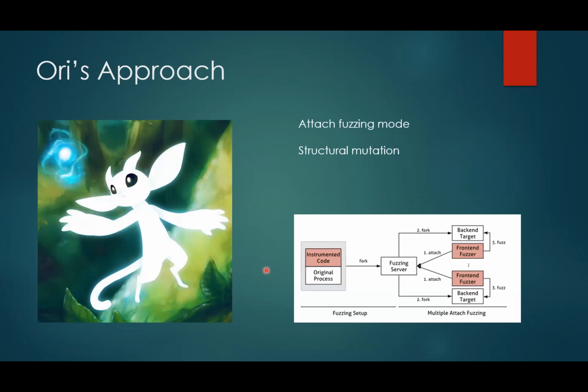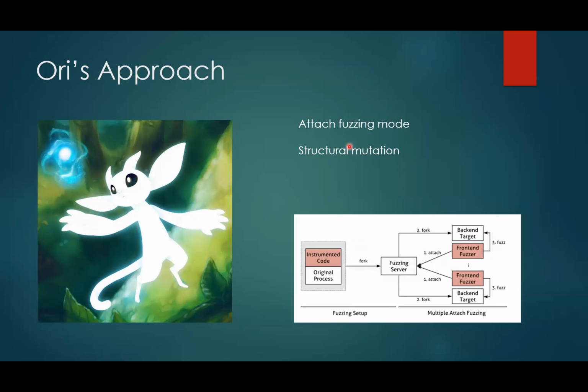So to address these two issues, we propose an approach named ORI. ORI is actually the name of a game character, and this character is a protector of the forest. And we hope that with our tool we can protect the automotive software. So we name it ORI. And to address the previous two challenges, we propose two strategies. The first is attach fuzzing mode. The second is structural mutation.